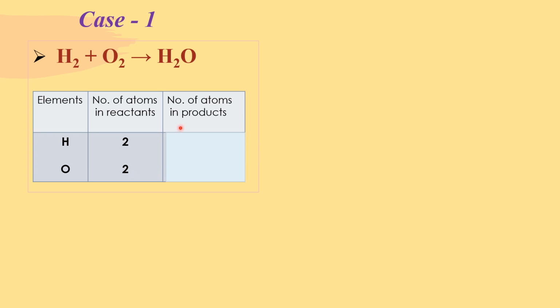Now, coming to the product side, how many hydrogen atoms are there on the product side? See, you have the formula H2O here. So it means 2 hydrogen and 1 oxygen.